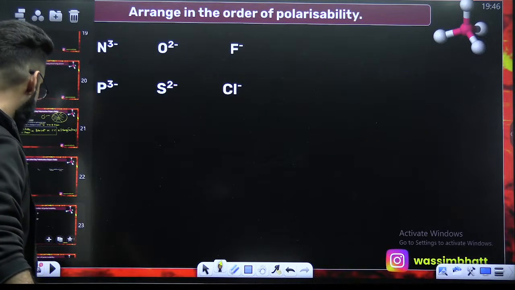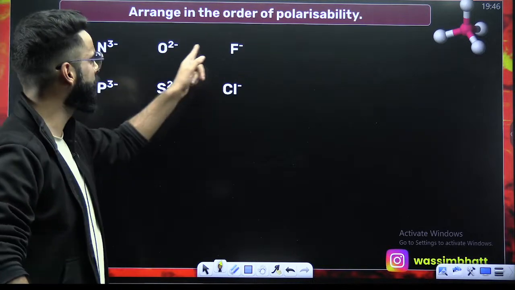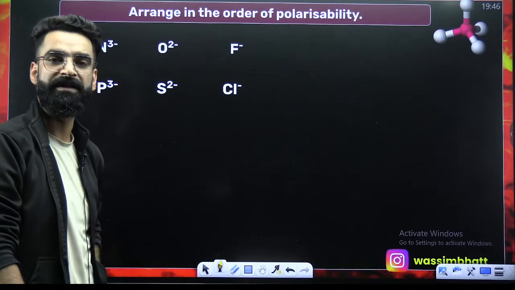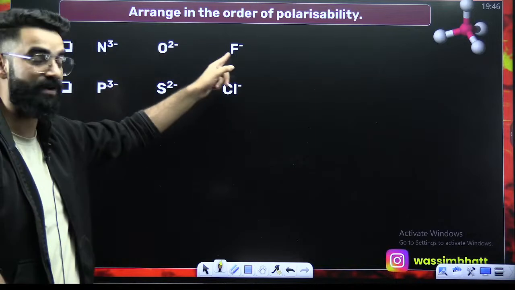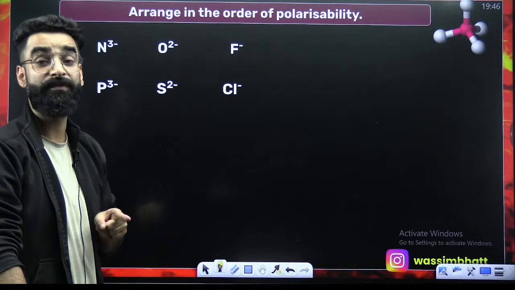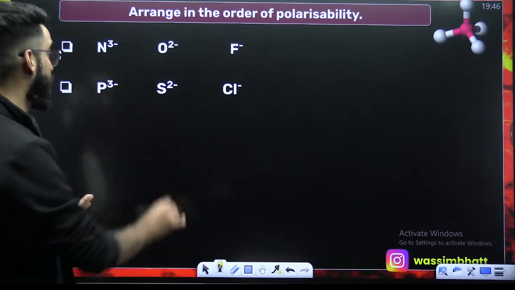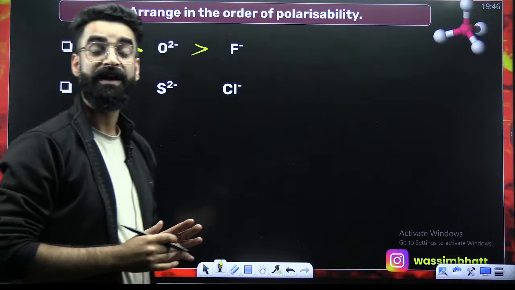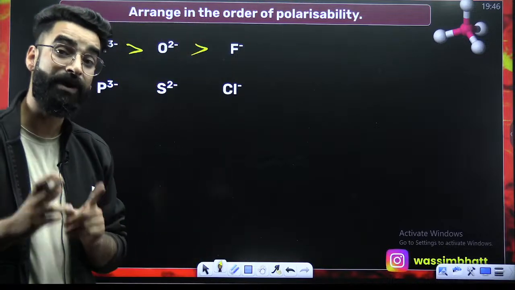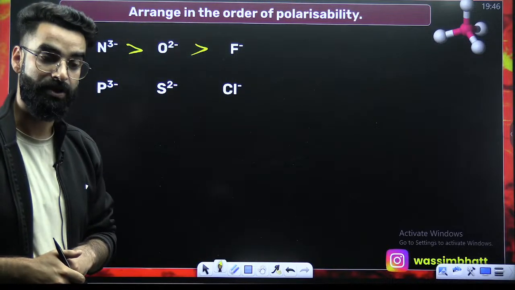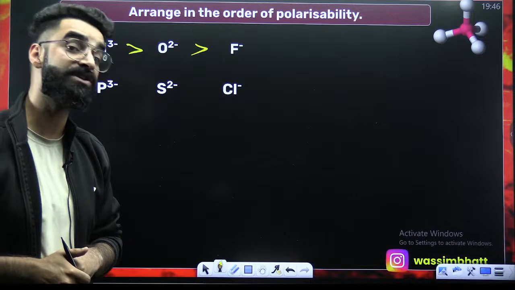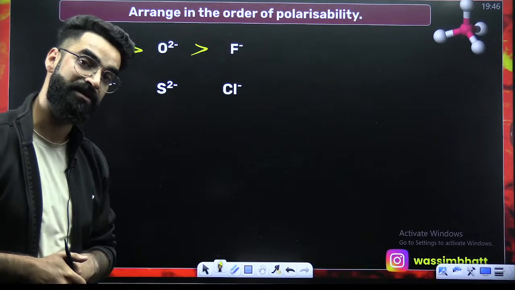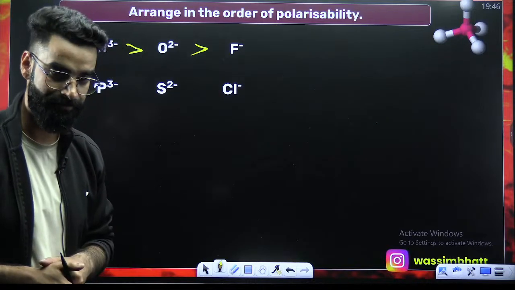Now, where do I use all this? N trinegative, O dinegative, F negative. Where is the polarizability more? Which anion can easily get polarized? Polarizability of an anion is directly proportional to charge on anion. More the charge on anion, more is the polarizability of the anion. So more is the tendency of the anion to distort its electron cloud. More distortion means more polarization. More polarization means more covalent character. Simple.